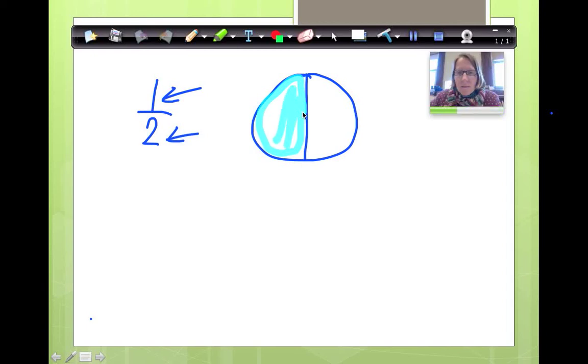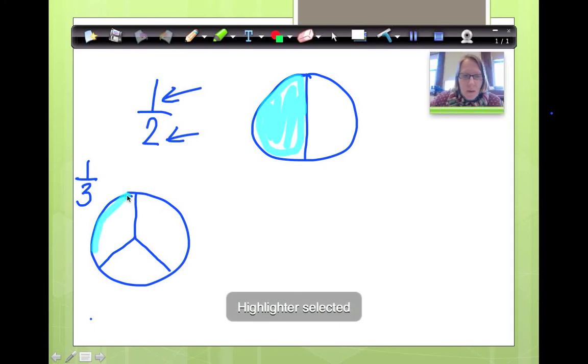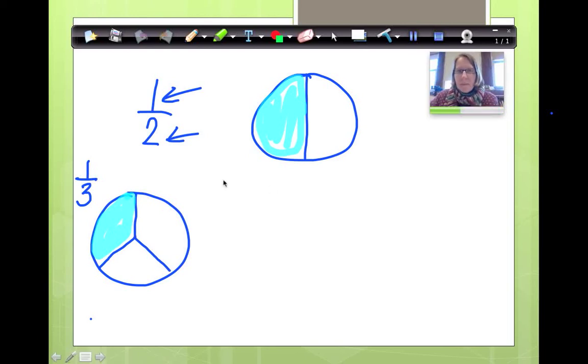Okay, now I'm going to draw a picture here. I'm going to draw thirds, and I'm going to draw 1/3. So I'm going to color in one part. Okay? Now, let's talk about this real quick. We write it this way because there are 3 pieces. It's cut or partitioned into 3 pieces, and there is one colored in.